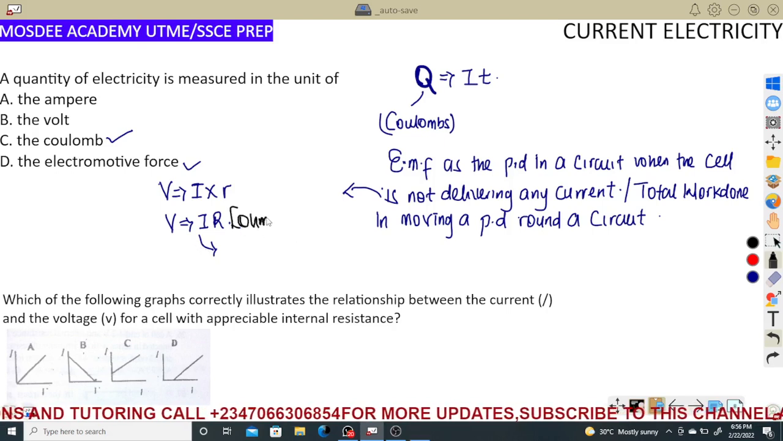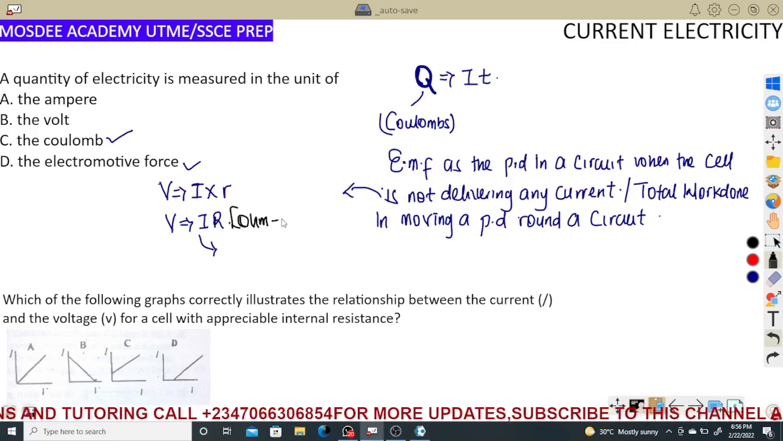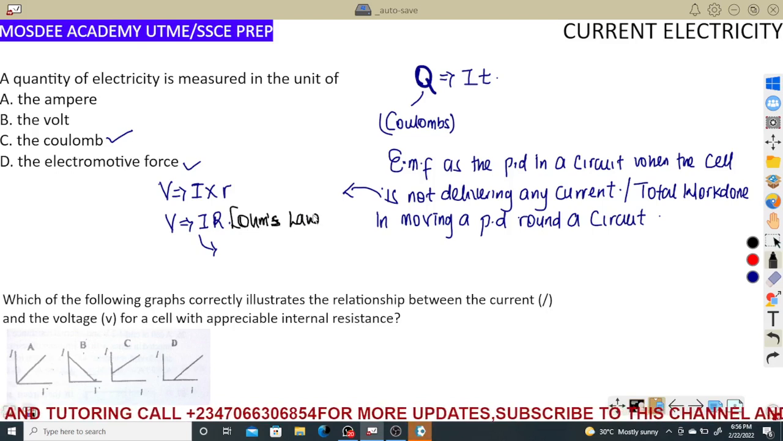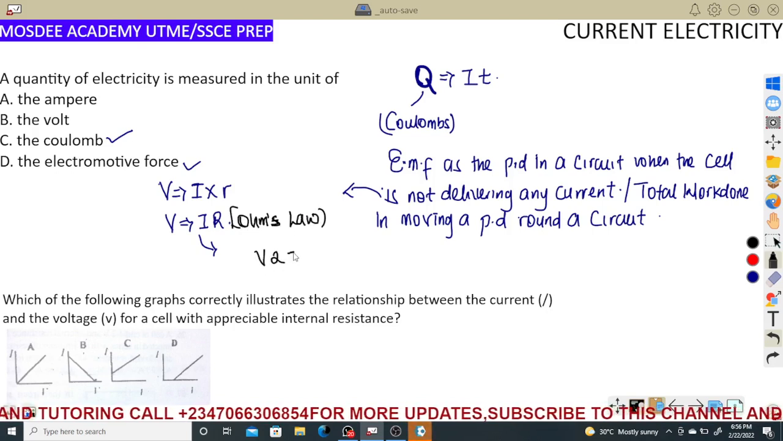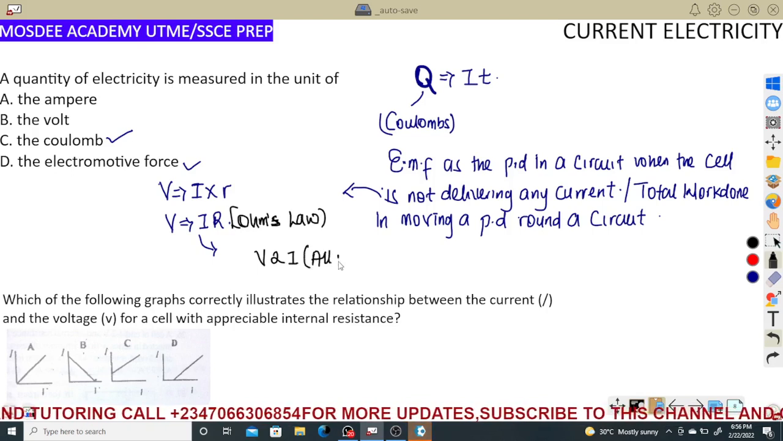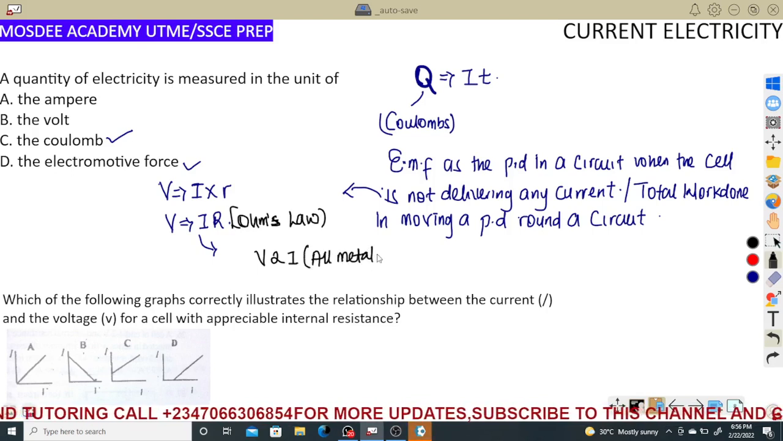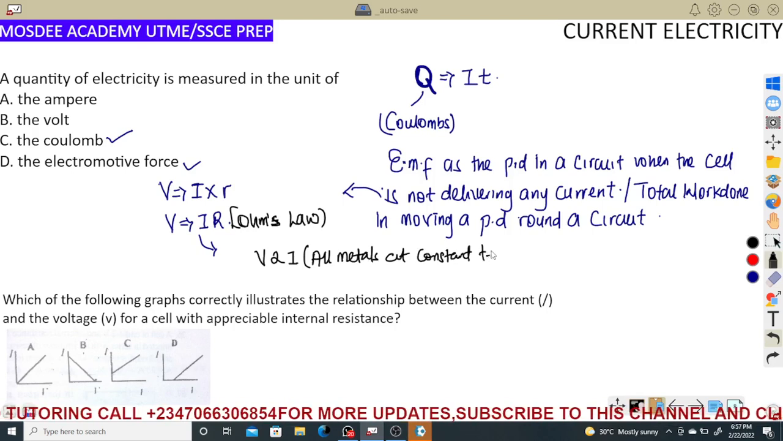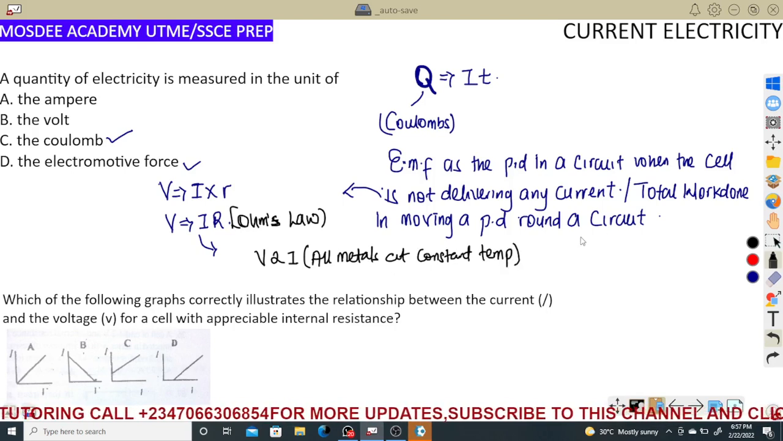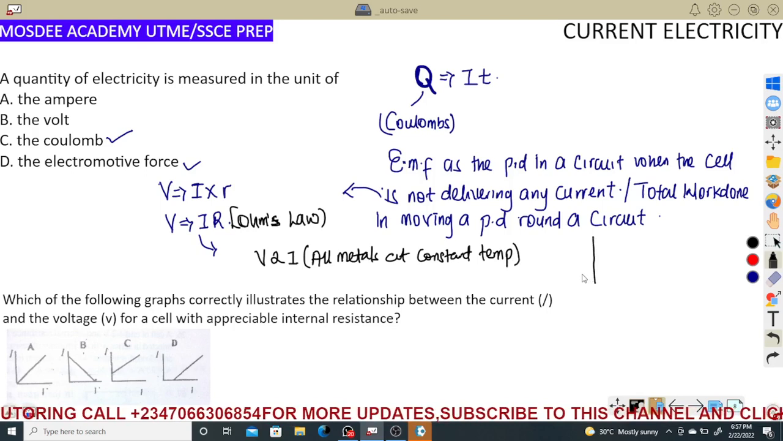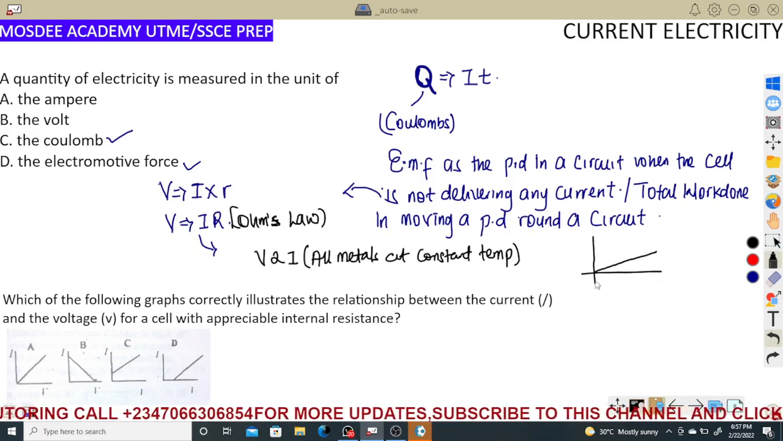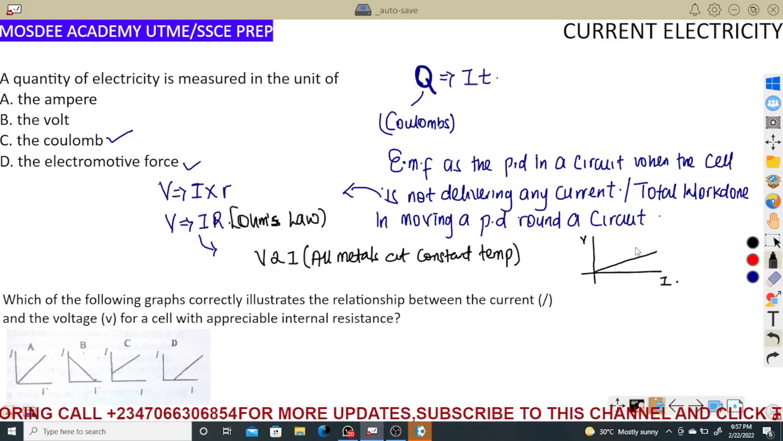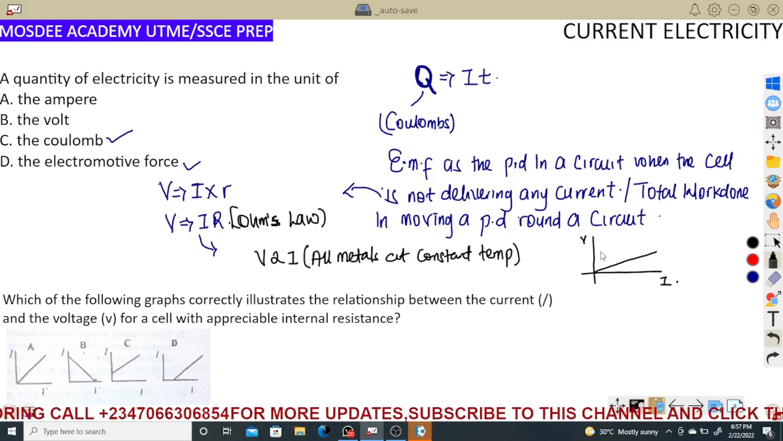When we talk about circuit, cell is talking about battery. So this is Ohm's law: V is proportional to I. So when you draw the graph of V against I, for all metals at constant temperature, the graph is always going to be a direct, straight line graph. So anytime you plot this graph of voltage against current, it's always for metals at constant temperature. That is the validation of Ohm's law.